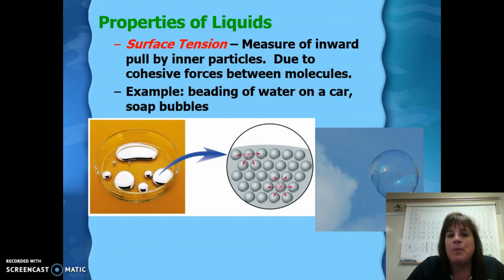Surface tension is another property of liquids, and it results in beading of water or soap bubbles. And what it is, it's the measure of the inward pull by the inner particles due to what are called cohesive forces between molecules. So here is actually mercury. Mercury has really high intermolecular forces because they're metallic. And so these particles all pull on each other. They're all attracted to each other by these intermolecular forces. And the stronger they are, the more they bead and stay together. Water does that too, especially if you go get your car waxed. When you put water on it, it beads up real tight.